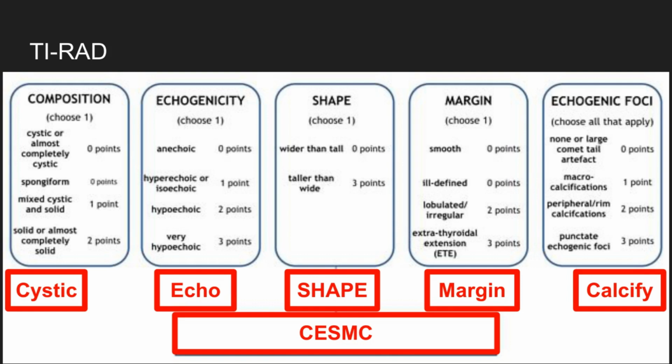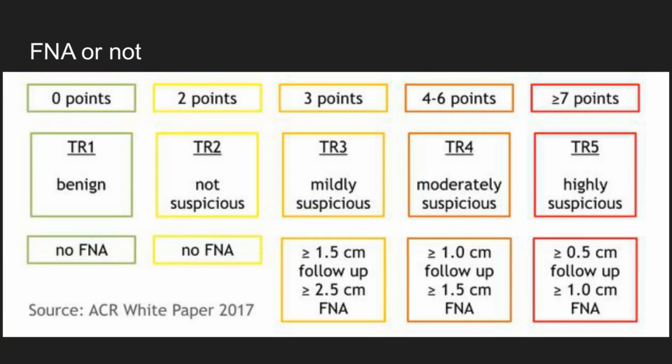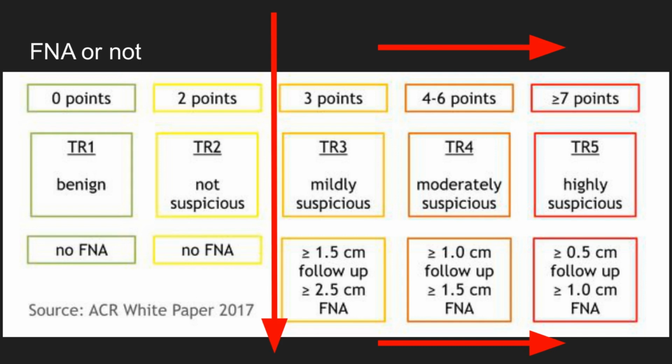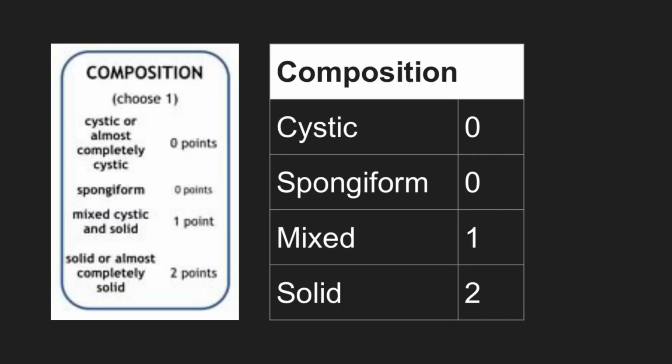After evaluating the thyroid mass, we will get points from each of the 5 feature domains. After getting the summation of all points from the 5 features, the next step is to decide the risk of malignancy and whether fine needle aspiration is required. To be lazy, I only memorize that only TR3 and above may have to undergo aspiration. More advanced mnemonics are 3, 4 to 6, 7: 2.5, 1.5, 1 centimeter.